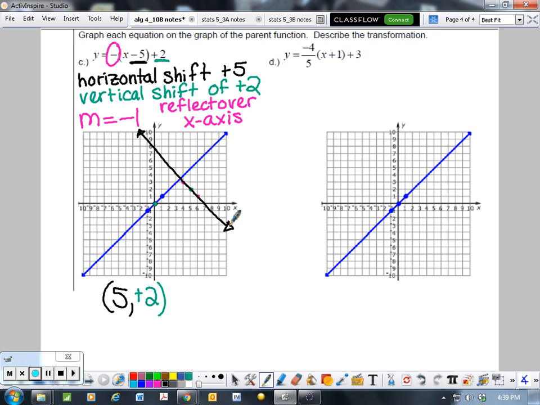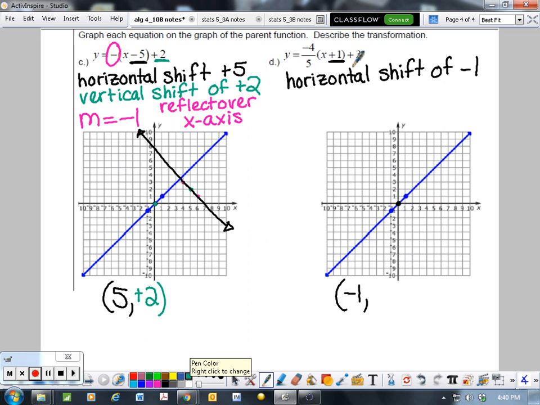Okay, our last one. So let's go back. We've got our x value. So this is a +1. X value is horizontal. So horizontal shift of, with horizontal, we change the sign. So -1. So that means we're going to move this point here from 0 to -1. So left 1. Then we're going to look at our y value, +3.